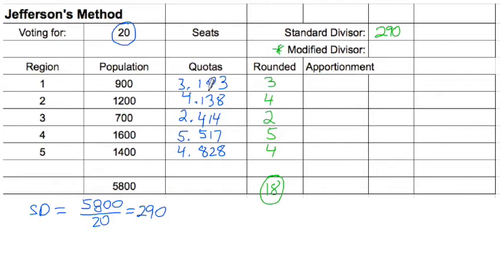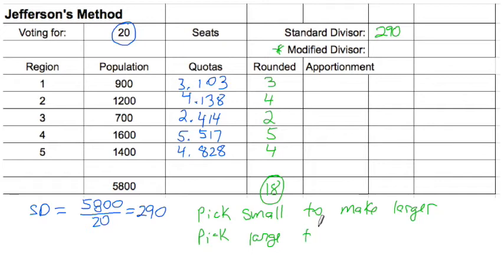So the ones that are going to change more than likely, if you make the divisor smaller, are the largest decimal ones. So what I would do is concentrate on one of these two, pick a number that's smaller than 290 so that the answer you get down here is going to get larger. So pick smaller to make larger. And if we had to go the other direction, then you would pick a larger divisor to make this thing smaller.